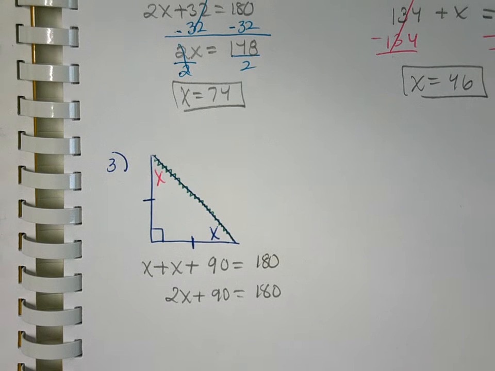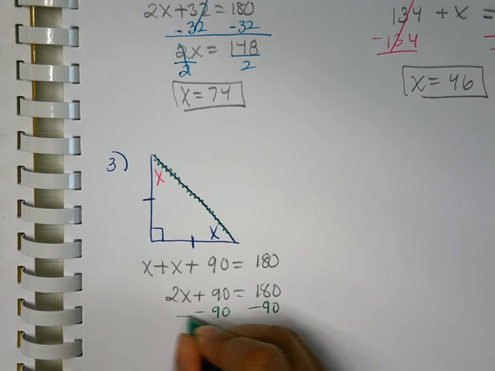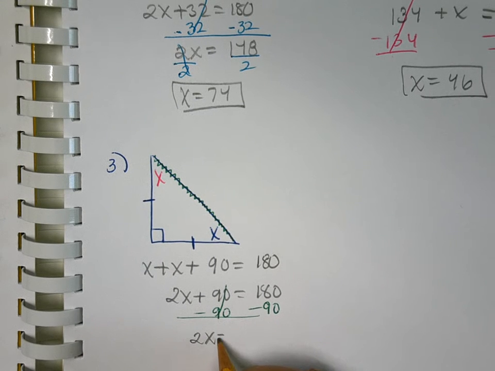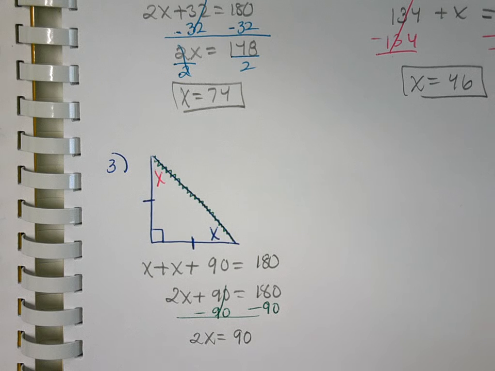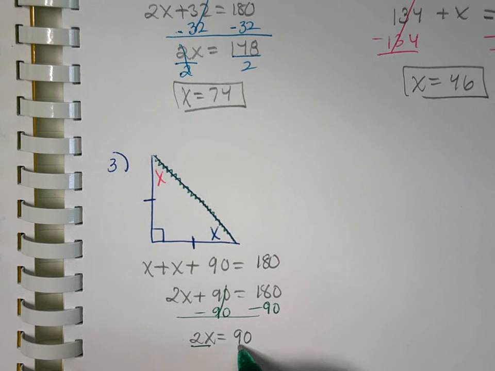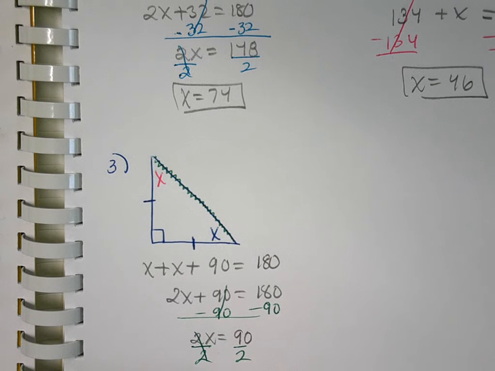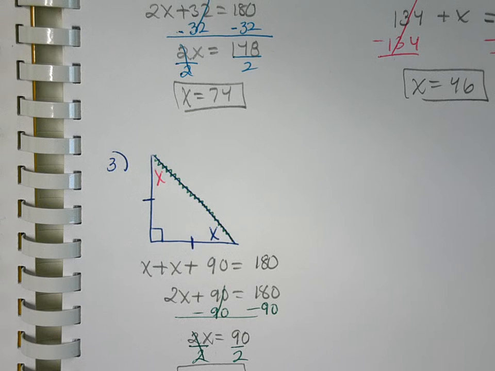Cole, can you tell me what the next step would be? Minus 90 from the 180. And have you done that step already? 2x equals 90. And then the next step? Divide both of them by 2. And did you do that step already? And what did you get? X equals 45 degrees. Perfect. All right. Any questions?